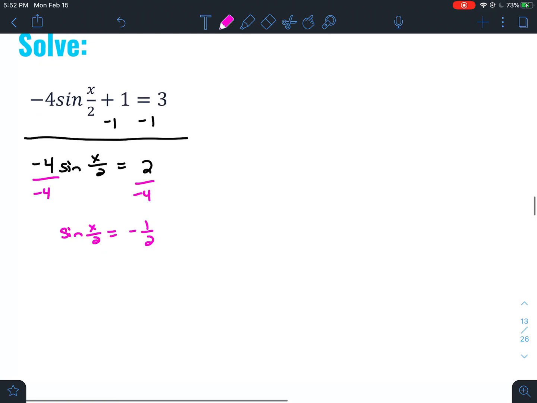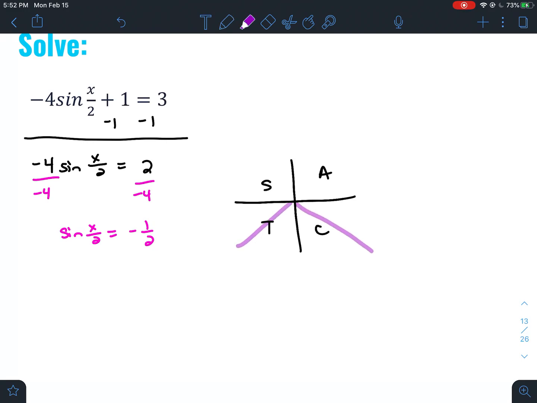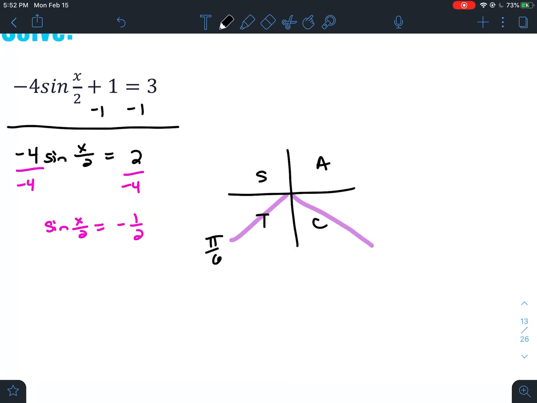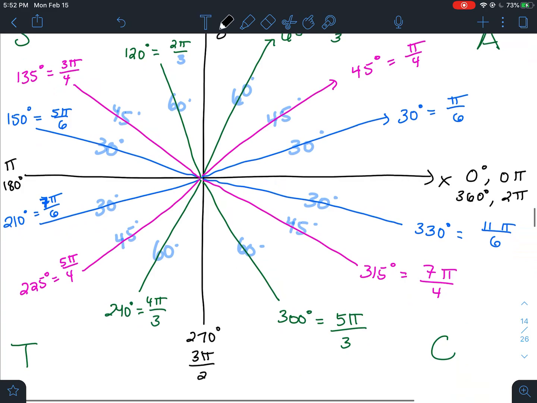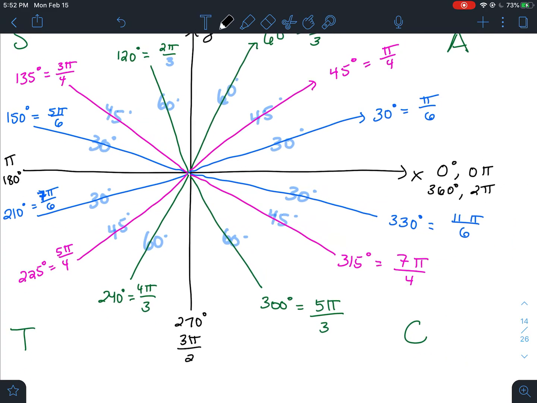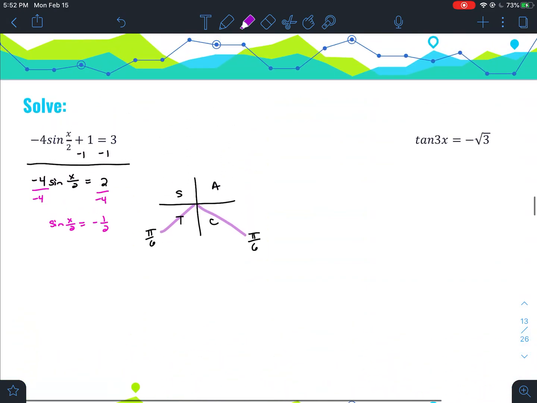So now we have the trig function sine by itself. So we want to know when sine is negative 1/2. So we need sine to be negative. Sine is negative in the third quadrant and the fourth quadrant. And then sine is 1/2 at our pi over 6. So we need the pi over 6's that occur in the third and the fourth quadrant. So let's go down to our star. And the pi over 6's, or the 30 degrees that occur in the third and fourth quadrant, would be 7 pi over 6 and 11 pi over 6. So those are going to be the two solutions that I want.